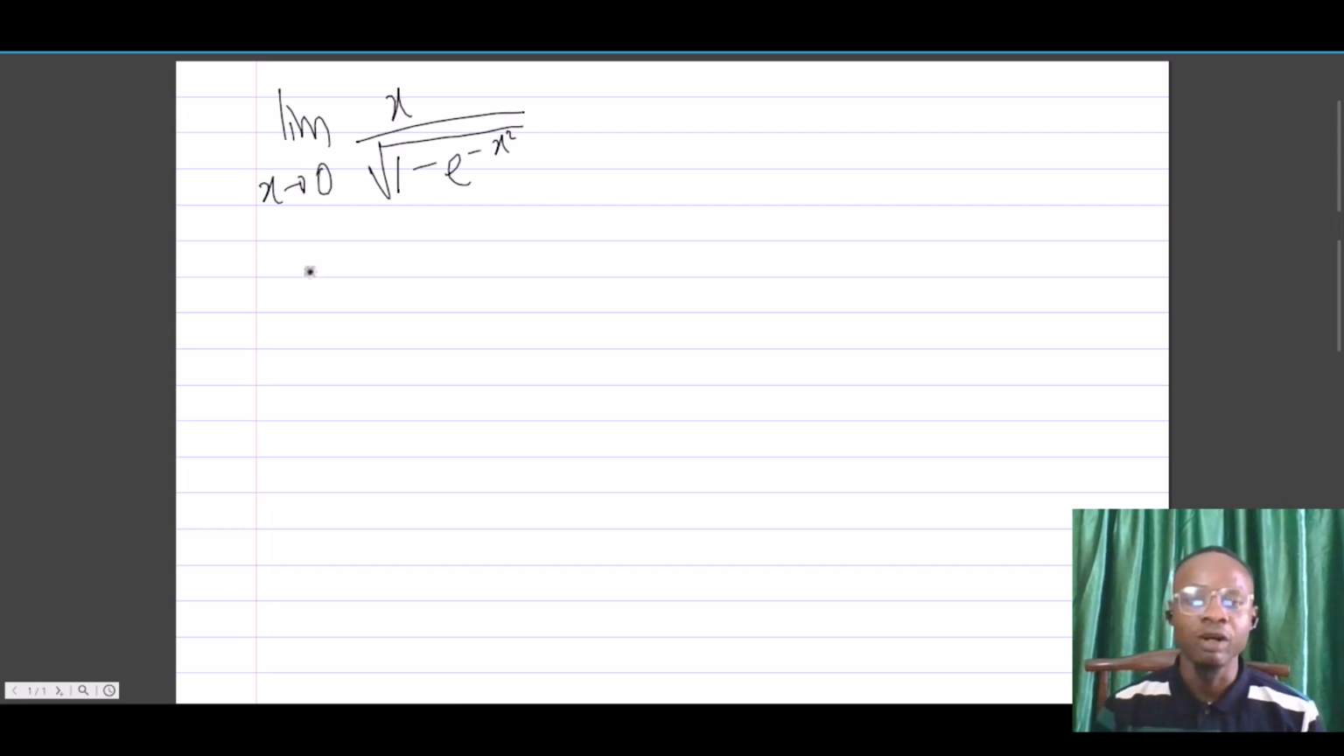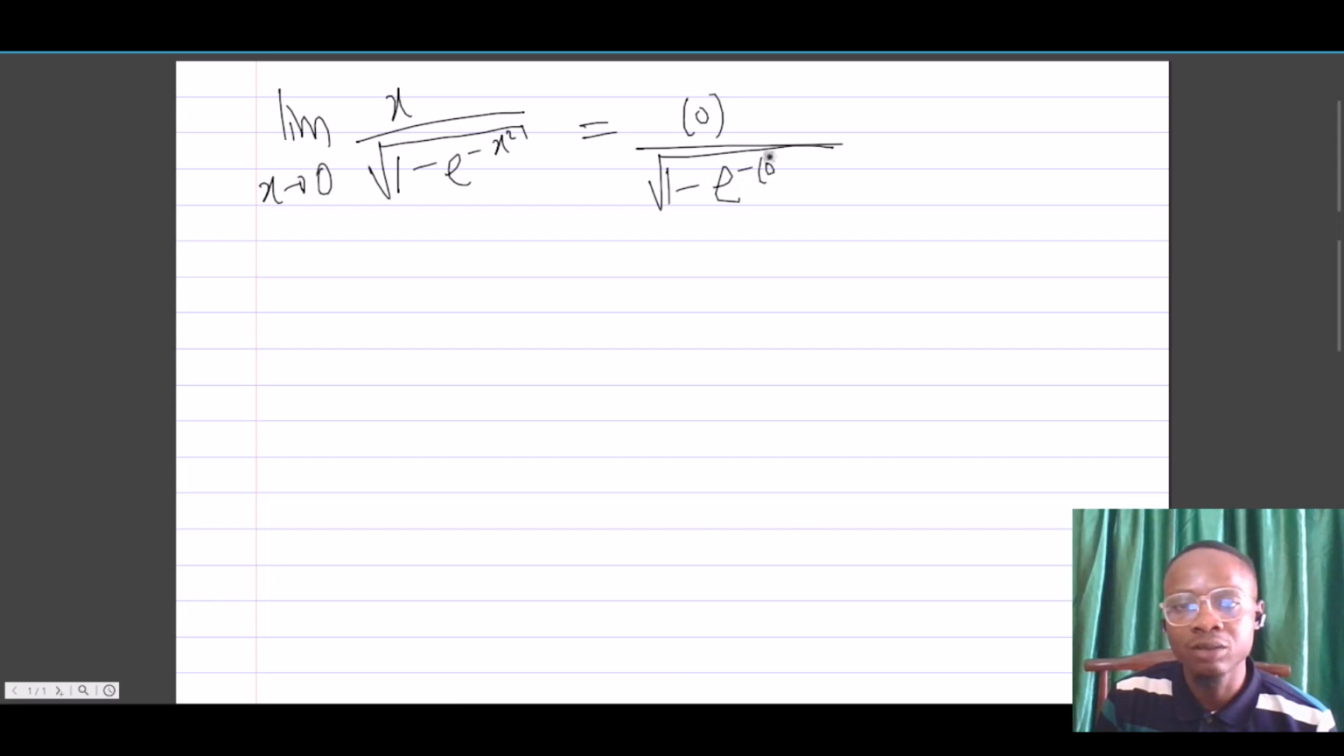So again, we have the same problem as one of the examples we considered before. We have a surd expression, or say radical, whatever you call it, and you have x here. When you make a direct substitution, this is going to give 0 divided by the roots of 1 minus e to the power minus 0 squared, and e to the power 0 is 1, so this is going to be 1 minus 1. This is going to give us 0 over 0.